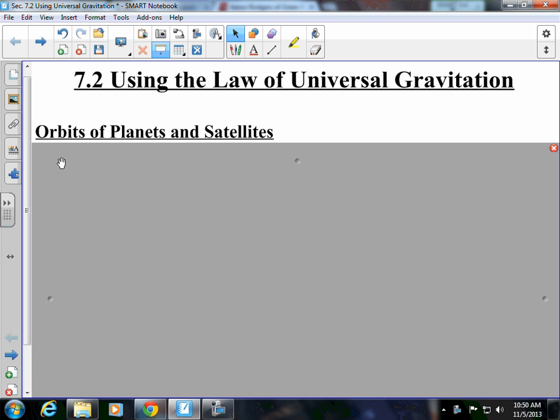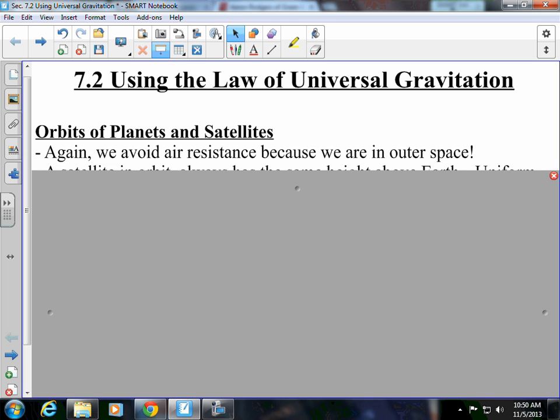So when we talk about the orbit of a planet, or we can talk about the orbit of a satellite, like, okay, we're going to put a telecommunications satellite in outer space. How fast does it need to go? Where's it going to be? So we have a couple equations.